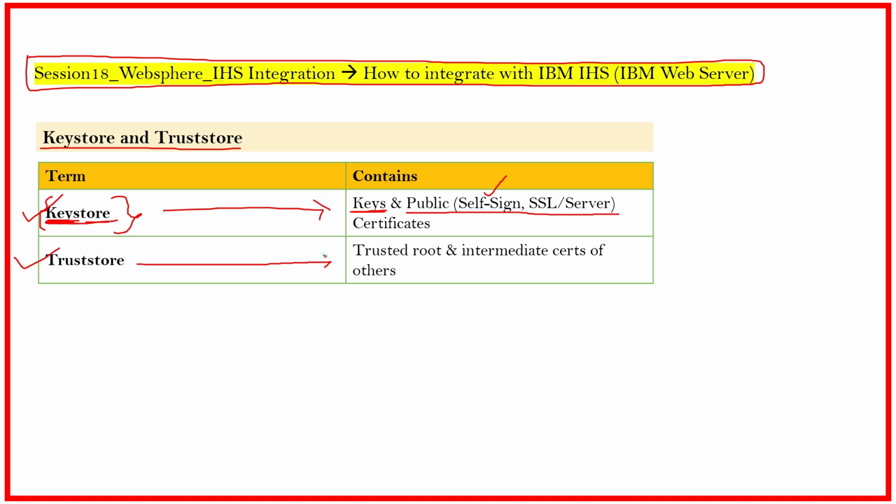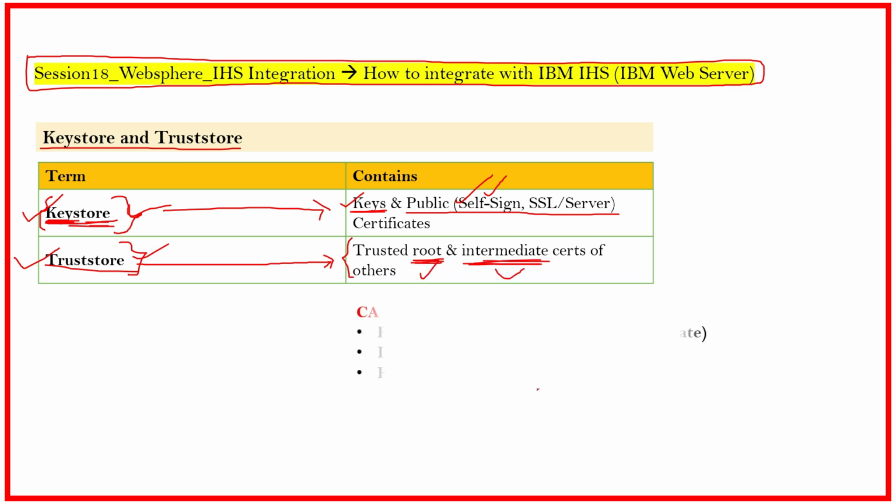The trust store contains your public certificates, which we get from the CA authorities. We get two kinds of certificates from the certificate authorities, root certificate and intermediate certificate, which we import in our trust store. So we always have two kinds of stores. The key store will contain your keys along with your main SSL certificate, and the trust store will contain your root and intermediate certificates.